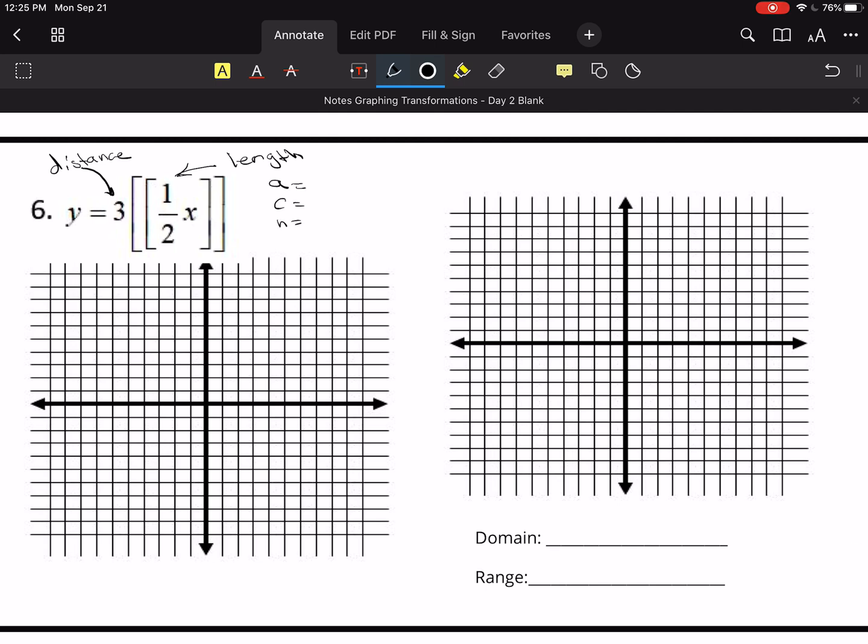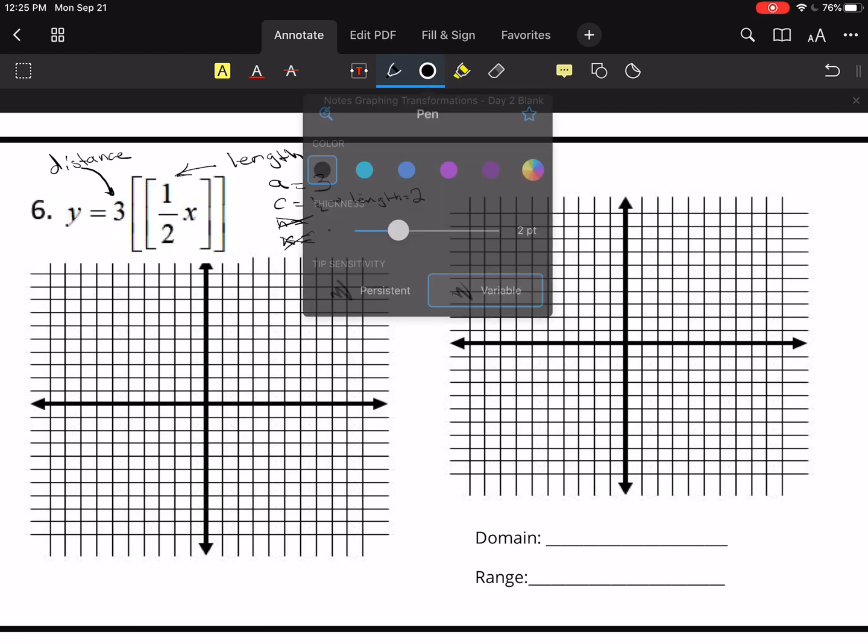So a, c, h, k. A would be 3. So that means the distance between each jump is going to be 3. And c is 1/2, which means that I'm going to have a length of 2. Right, the reciprocal of 1/2 is 2/1. I have no h and no k.